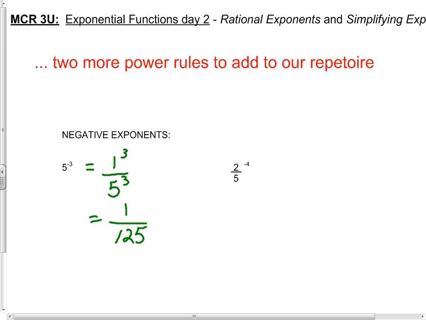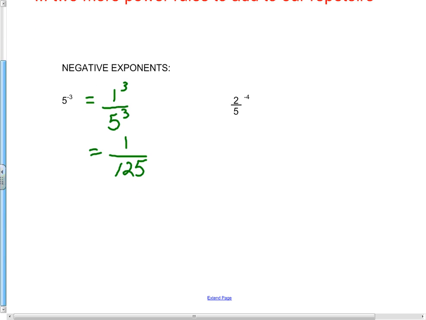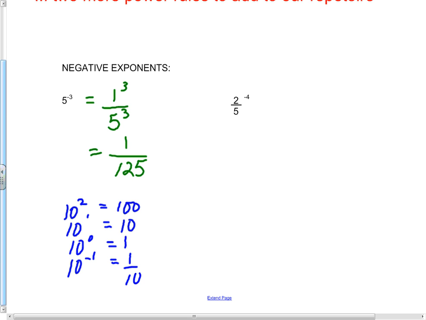If you want to know why, I will show you the pattern. If you have something like 10 squared, 10 to the first, 10 to the 0, 10 to the minus 1, and so on, you will see the pattern. 100. One less power would be 10, so I'm dividing by 10 as I go down. 1, 1/10, there's our flip. 10 to the minus 2 would be flip and square, 1 over 100.